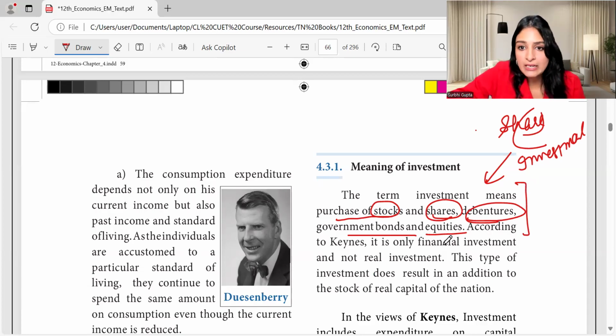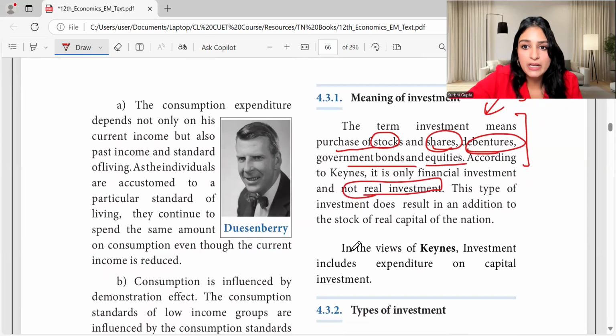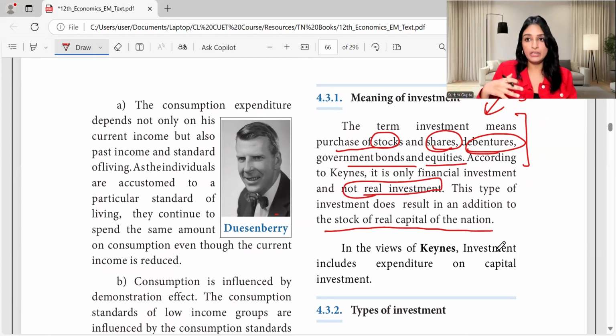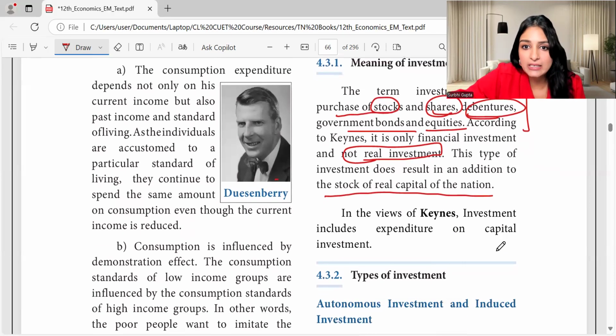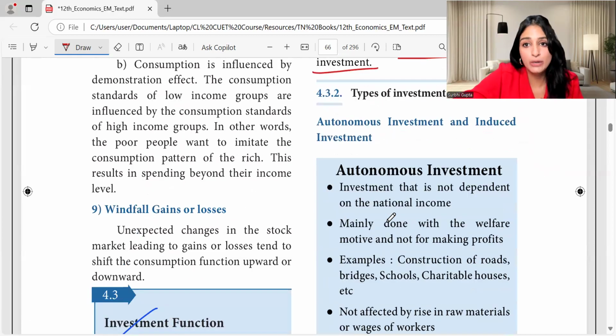According to Keynes, it is only financial investment and not real investment. It is financial investment, it's not real investment. This type of investment does not result in an addition to the stock of real capital of the nation. The real capital of the nation, this kind of investment, if undertaken by you, will act as an addition to it. So in the view of Keynes, investment includes expenditure on capital investment. According to Keynes, if you spend on capital investment, it is called investment expenditure. Investment includes that.